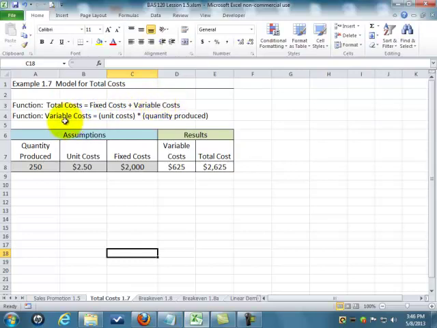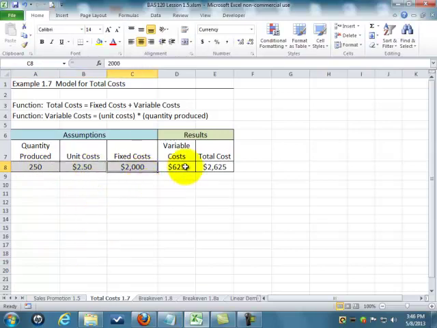Now, the second function is that your variable costs are equal to your unit cost. Back to the hamburger: if it's 50 cents a patty, my variable costs are my 50 cents, my cost per unit, times the quantity of units produced. So if it's 50 cents per hamburger and I make 100 hamburgers, that's a variable cost of $50. And then I add in my fixed cost, say, of the stand of 100, and my total cost would be $150.